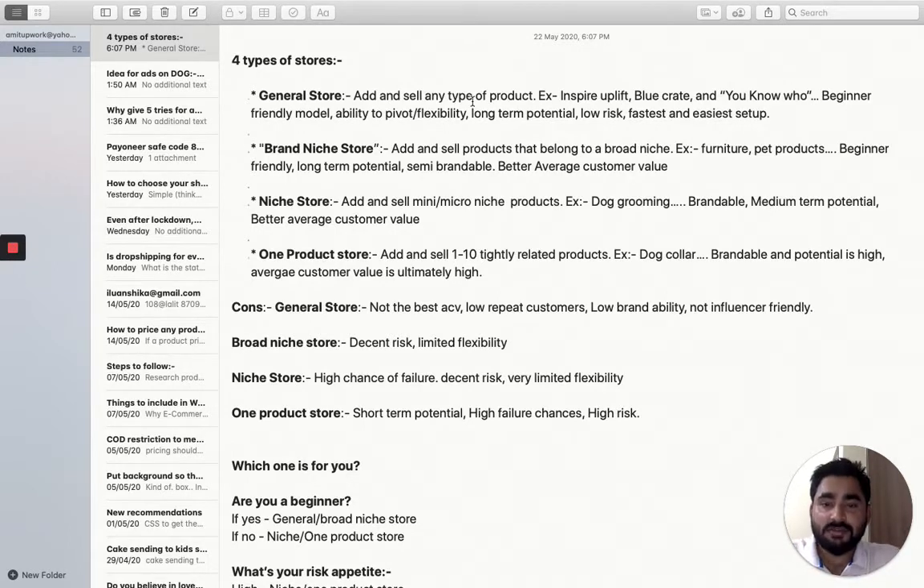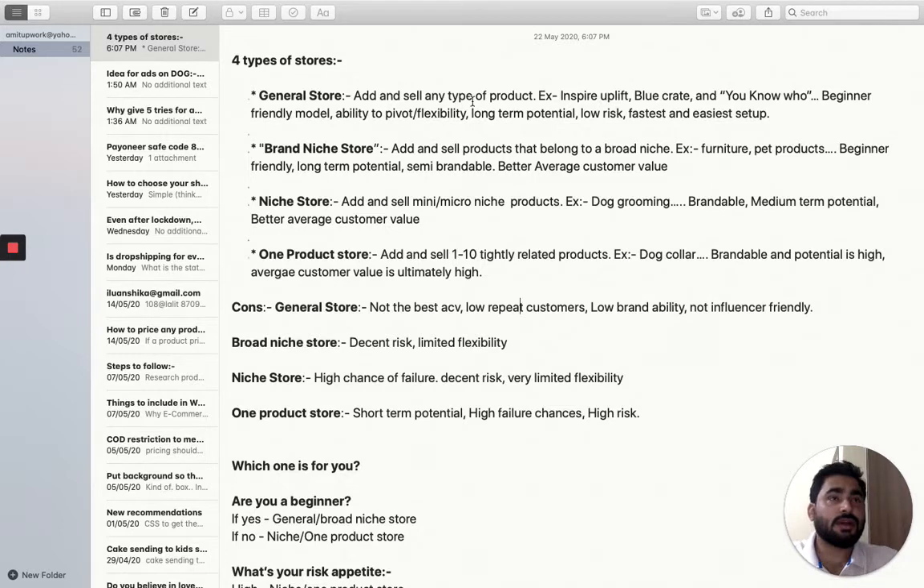The niche store is something which is very saturated and very laser targeted. Take the example of dog grooming. There are different types of segments even in pet products. If you are dealing with pets, you are dealing with fishes, tortoises, dogs, cats, and a lot of things. The other thing that comes in, like a particular micro niche, is called dog grooming.